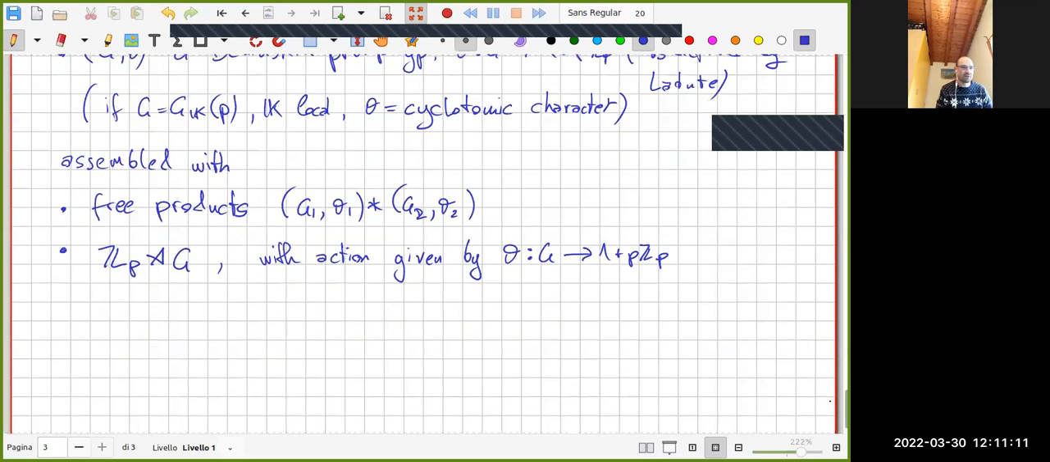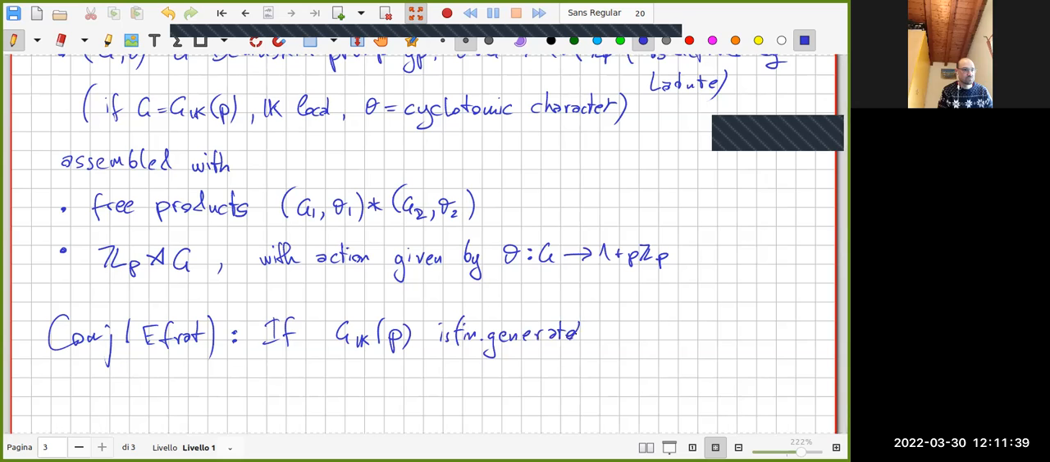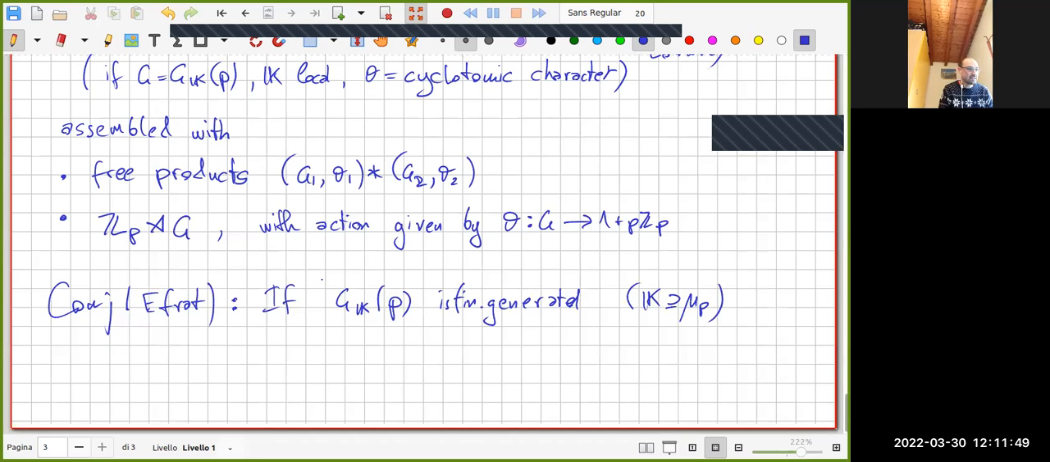And the conjecture formulated by Ido Efrat is that if G is the maximal pro-p Galois group of a field K which is finitely generated, and K contains the roots of 1 of p-power order, and also minus the square root of -1 if p is equal to 2, then the maximal pro-p Galois group together with the p-cyclotomic character is of elementary type.